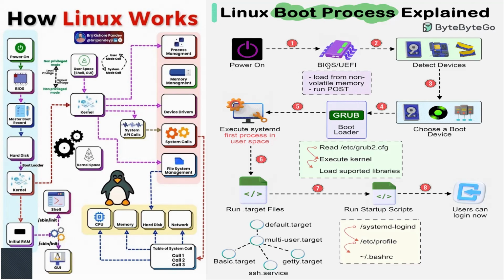The BIOS has to load non-volatile memory and it has to run POST, right? After this first step, it locates and loads the bootloader, commonly GRUB, right? The third step is that the bootloader loads the Linux kernel that we have into the memory, using the GRUB that we have.